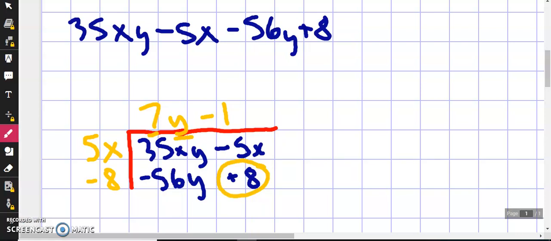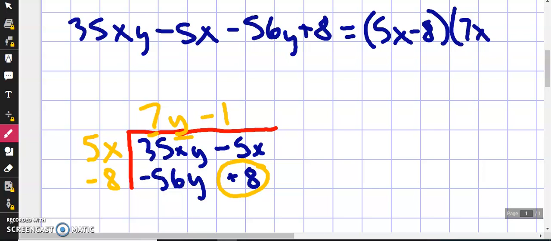So my factors for the final example are 5x minus 8 and 7y minus 1.